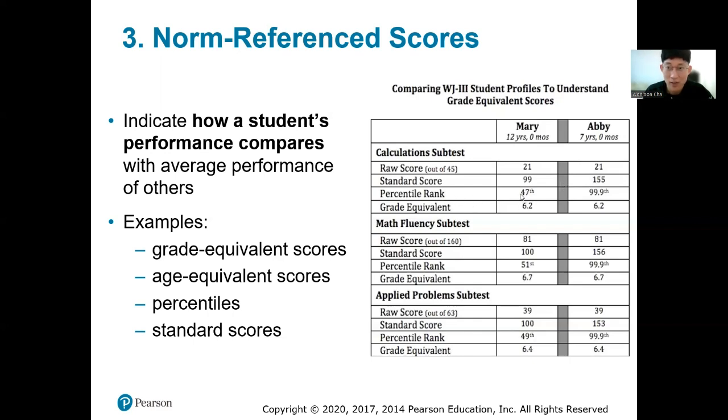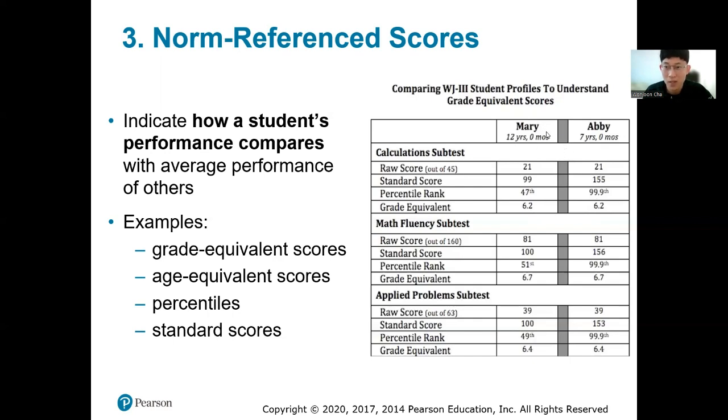So percentile rank, the 47 percentile rank means that Mary did better than 47% of other students of the 12 years old. Abby, on the other hand, did better than most of her peers, right? Like 99.9 percentile means that she did better than 99.9% of her peers. And Mary and Abby, since they got the same raw score, can do the mathematics at the grade equivalent level of 6.2.